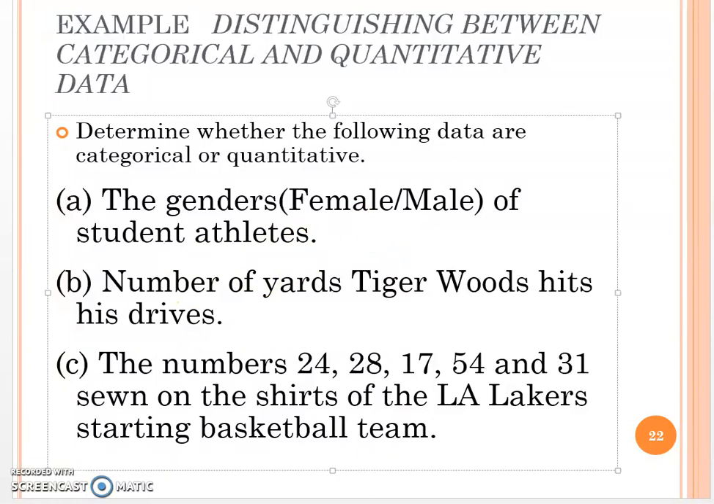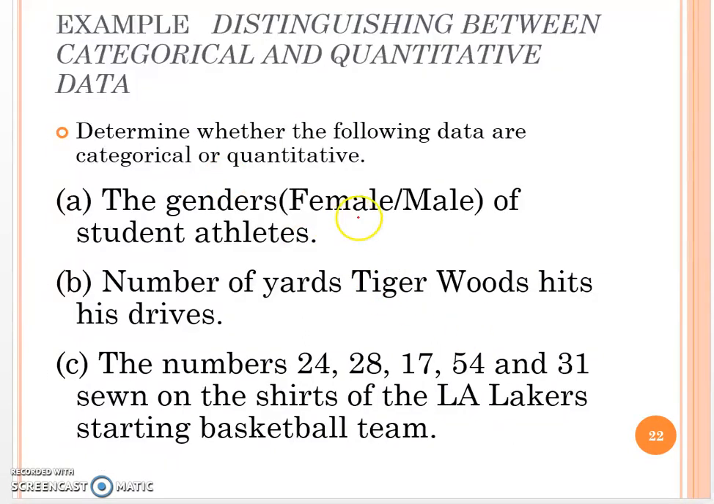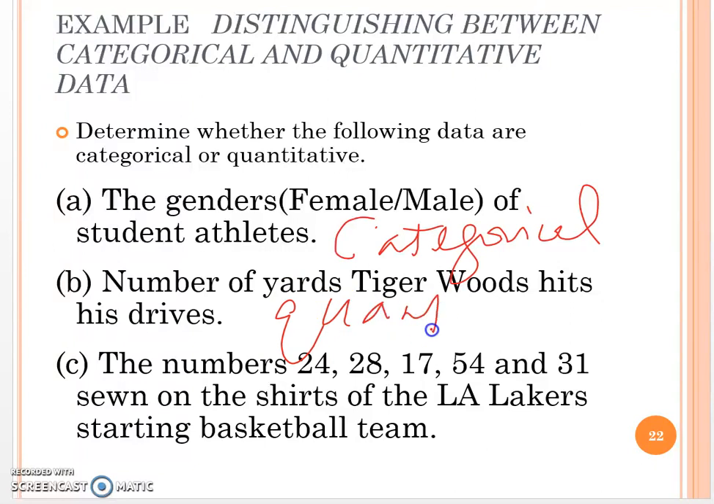Okay, let's come back. First of all, the gender, this is typically categorical, right? Because it has to be either female or male. B, number of yards, it has to be in numbers, so quantitative. Third one, the numbers, so this is also quantitative.